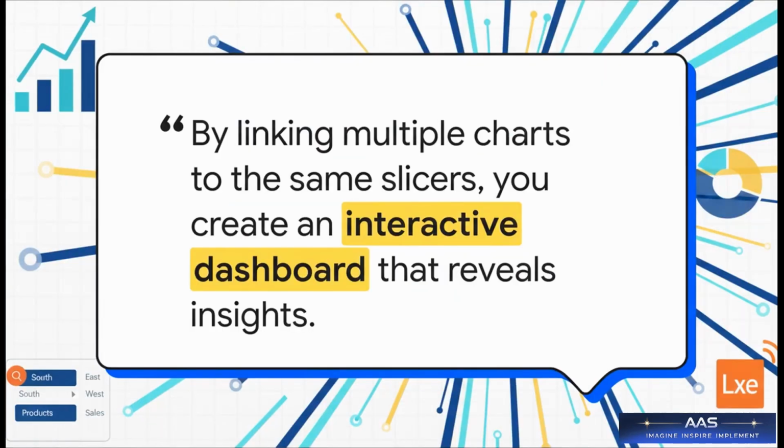And here's the real pro move. You can connect one single slicer to multiple pivot charts. So when you click that North Region button, your sales chart, your profit chart, and your product chart all update at the exact same time. This is how you empower your coworkers to explore the data for themselves and find their own insights.